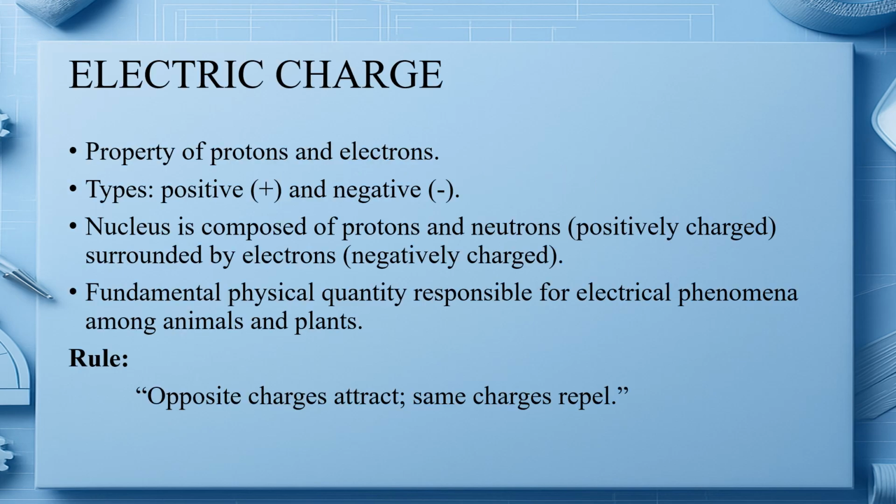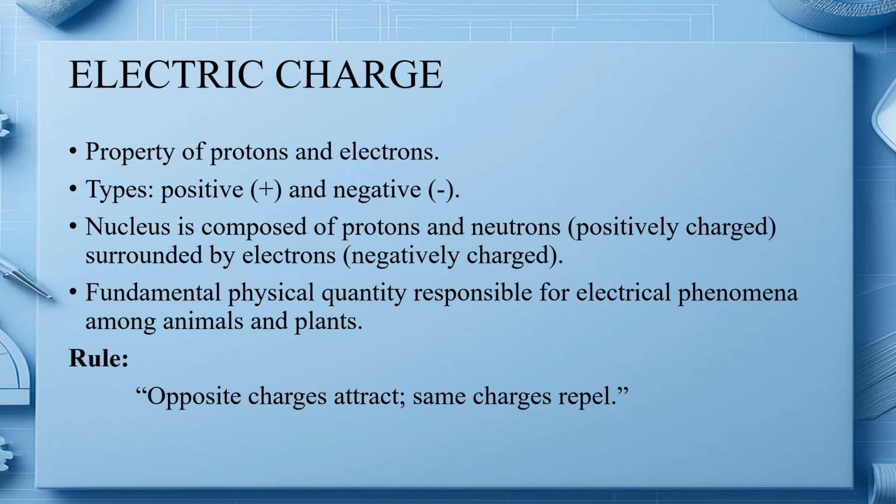Electric charge is a property of protons and electrons. So the proton is positive while the electron is negative. A nucleus is composed of protons and neutrons. They are both positively charged and surrounded by electrons, which are negatively charged.